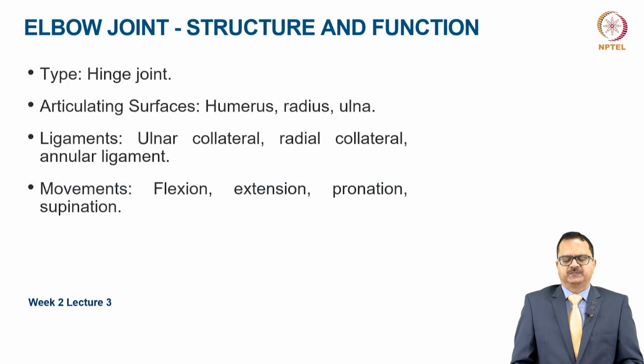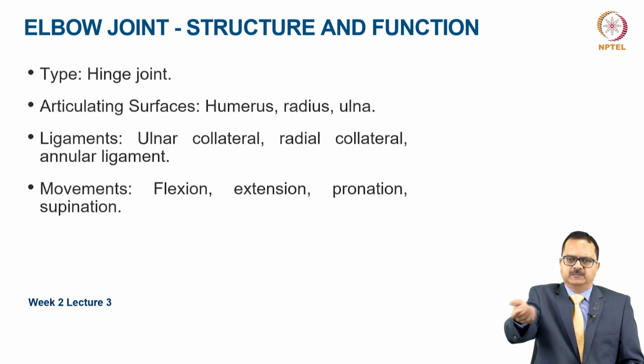The elbow joint. It is a hinge joint and the articulating surfaces are the lower end of the humerus, the upper end of the radius, and the ulna. The ligaments are the ulnar collateral ligament, the radial collateral ligament, and the annular ligament. The movements are flexion, extension, pronation, and supination. So like the foot, the upper limb also supinates and pronates.